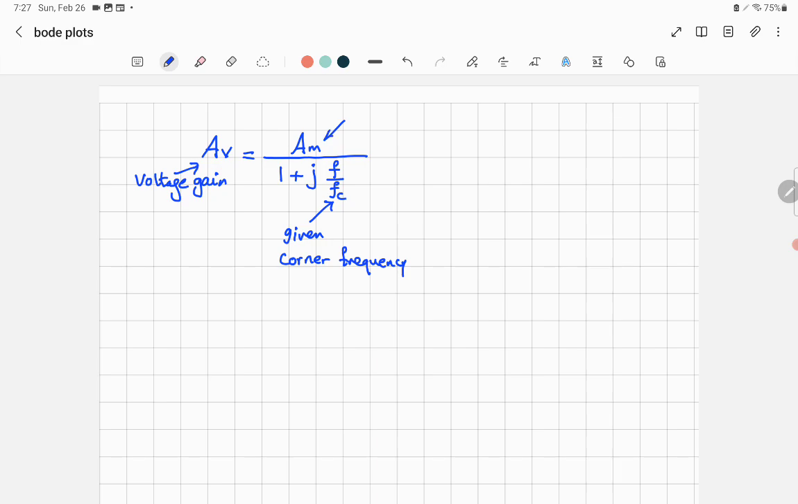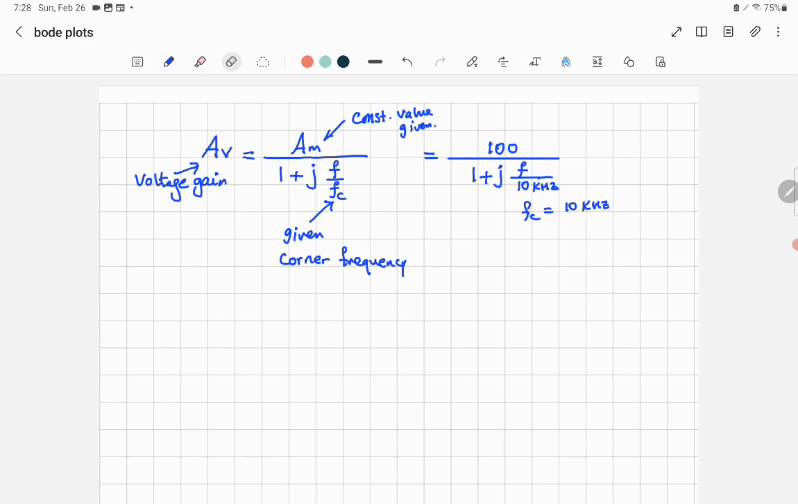And Am is like the maximum value. It's a constant value, and it's also given. For example, just as an example, we can say that's equal to 100 divided by 1 plus j f over 10 kilohertz. So fc, the corner frequency here, is equal to 10 kilohertz, and f, we are going to change the frequency, so you can find the voltage gain.